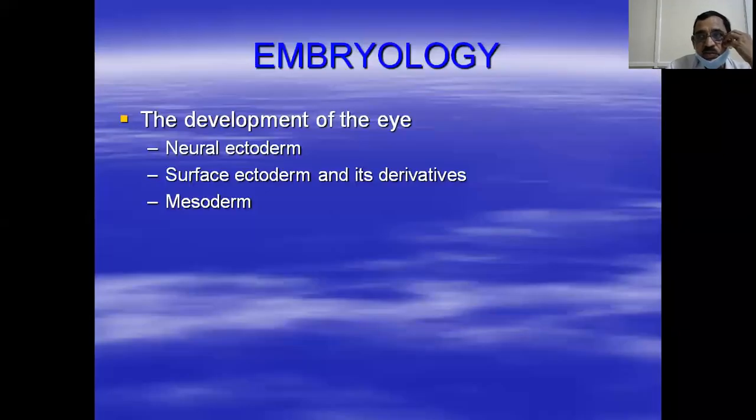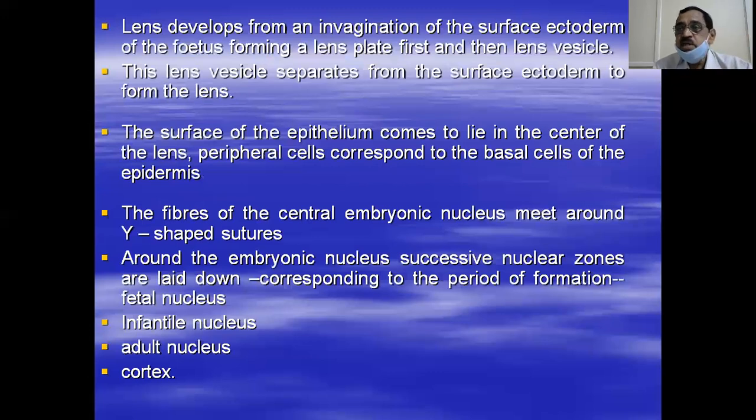And a little about the development of the eye, or embryology of the eye, is also important from the undergraduate point of view. The development of the eye is normally from neural ectoderm and also surface ectoderm and its derivatives, and mesoderm. So the lens develops as an invagination from the surface ectoderm of the fetus, forming a lens pit, lens plate, and later on a lens vesicle. So the lens vesicle separates from the surface ectoderm and forms the lens.